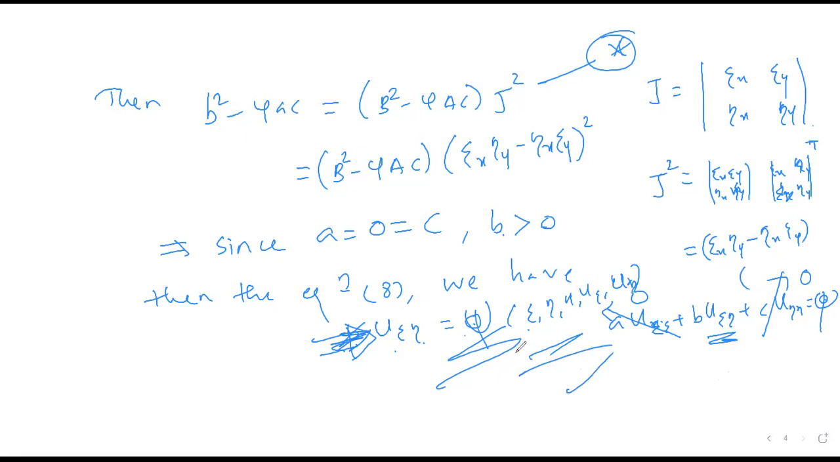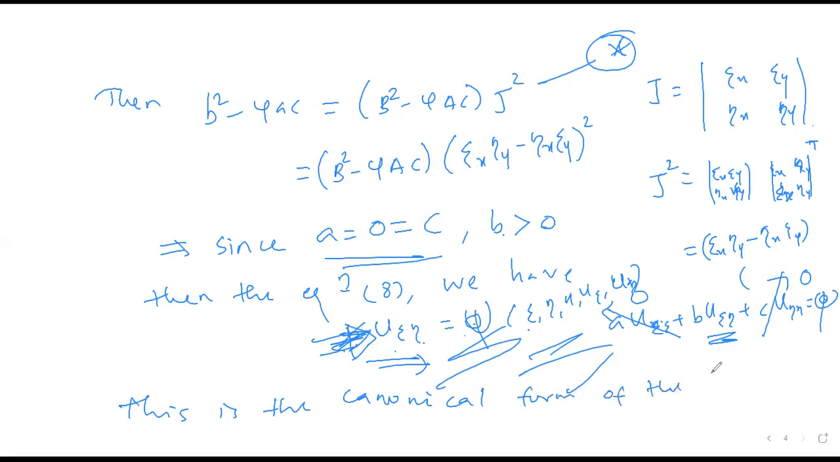From the theorem, if you take xi and eta as constants, you will derive our main hyperbolic equation. If this condition is satisfied, you will have the canonical form as u_xi eta is equal to chi. So that's what I have derived. Similarly, you can write here: this is the canonical form of the hyperbolic equation.